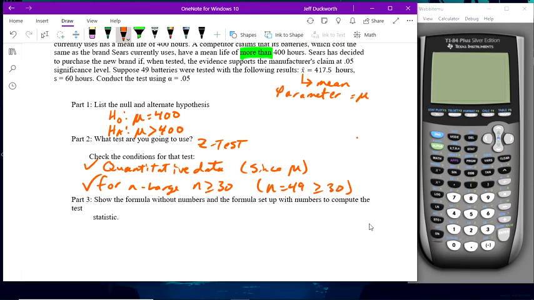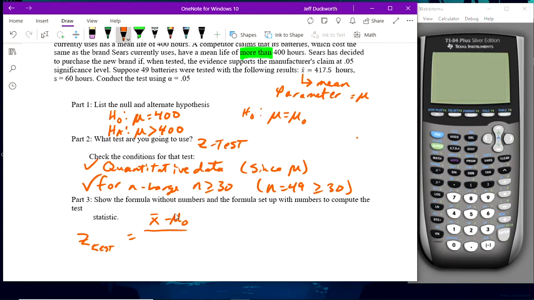Okay, so let's do this one. We'll make sure we keep this information on here. Show the formula without numbers and the formula set up with numbers to compute the test. So the test statistic, that should be on the upper thing, but something got messed up in formatting. All right, so the test, we're going to use the z distribution, so z test. If you want to just say z, that's fine. Well, that's x bar minus the mean. So that mu sub 0 is the proposed. So recall, H0 is the mean equals mu sub 0, mu naught. So it's going to be that 400 is what we're going to be using there.